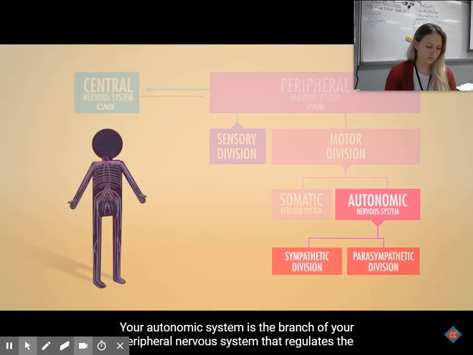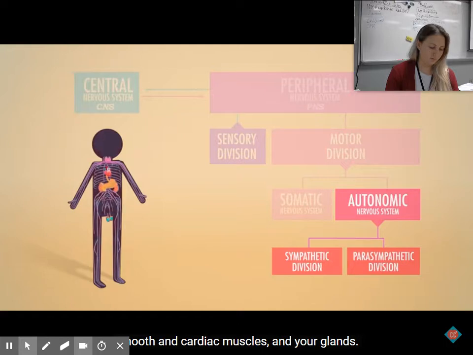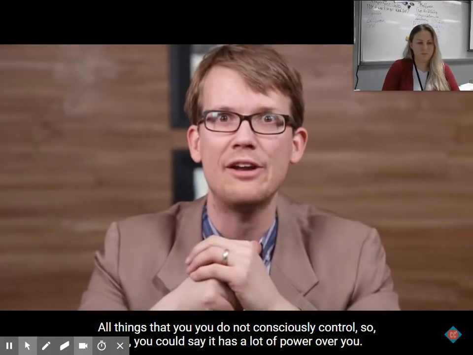Your autonomic system is the branch of your peripheral nervous system that regulates the functions of your internal organs, like your heart and stomach, and also controls your smooth and cardiac muscles and your glands. All things that you do not consciously control. So yes, you could say it has a lot of power over you.